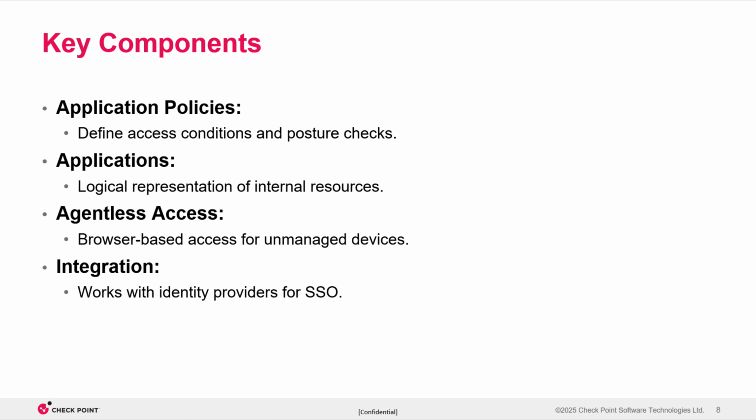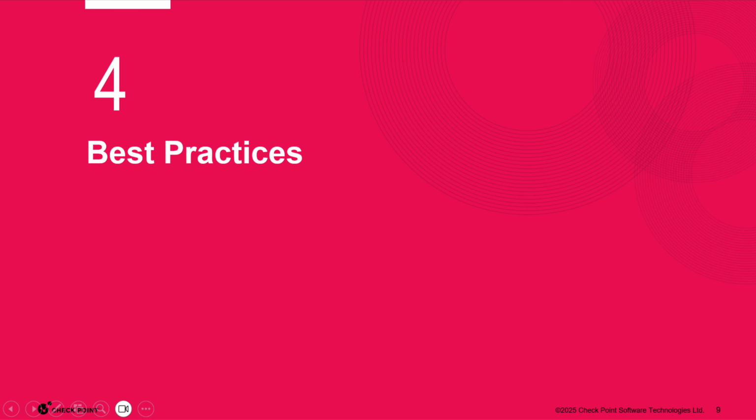Third, agentless access. This allows users to connect through a secure web portal without installing an agent, which is perfect for unmanaged devices. Finally, Harmony SASE integrates with identity providers for single sign-on, making the experience seamless for users.